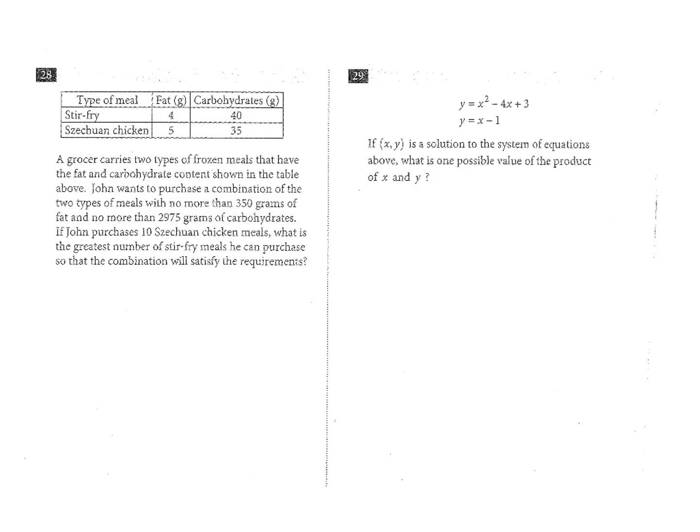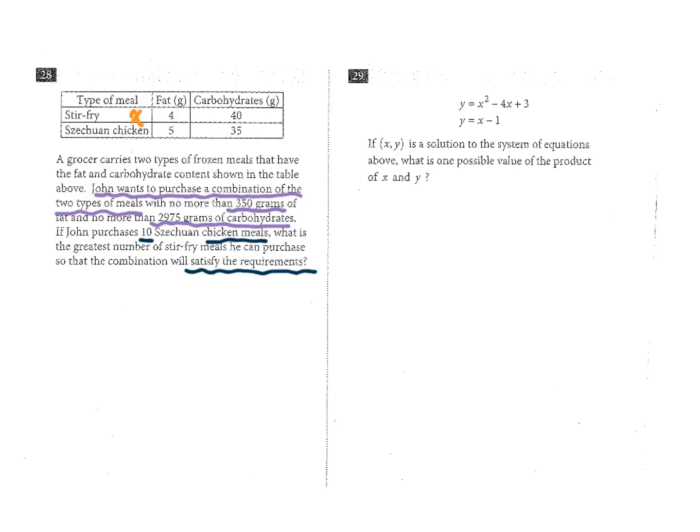For number 28, John wants to purchase a combination of the two types of meals with no more than 350 grams of fat and no more than 2,975 grams of carbohydrates. If John purchases 10 chicken meals, what's the greatest number of fry meals he can purchase so that the combination will satisfy the requirements? Suppose the number of fry meals he will buy is x.